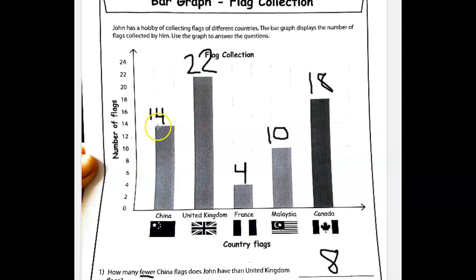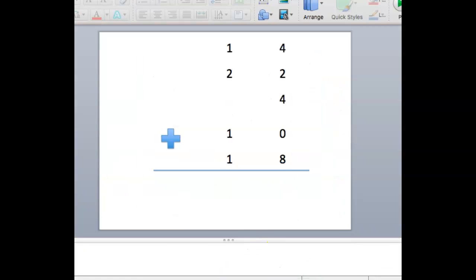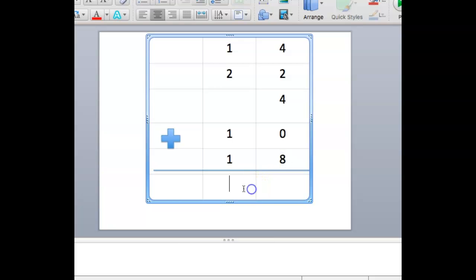Number 4, how many flags does John have altogether? So altogether means we need to add. Okay, so we're going to add 14, 22, 4, 10, and 18 all together. Okay, so let's do it. 4, 5, 6, 7, 8, 9, 10. 10 plus 8, so we have 10, 11, 12, 13, 14, 15, 16, 17, 18.